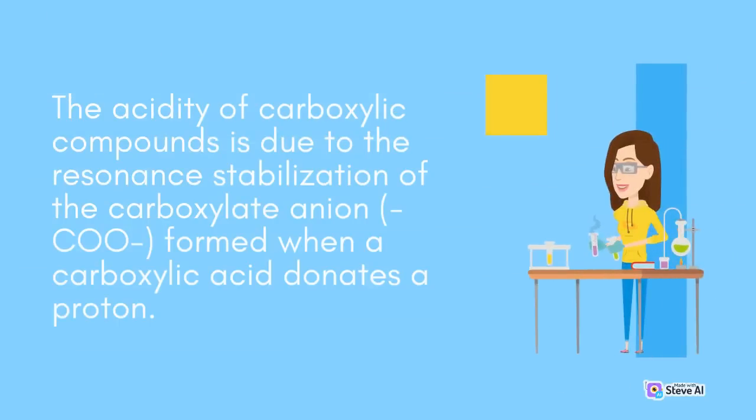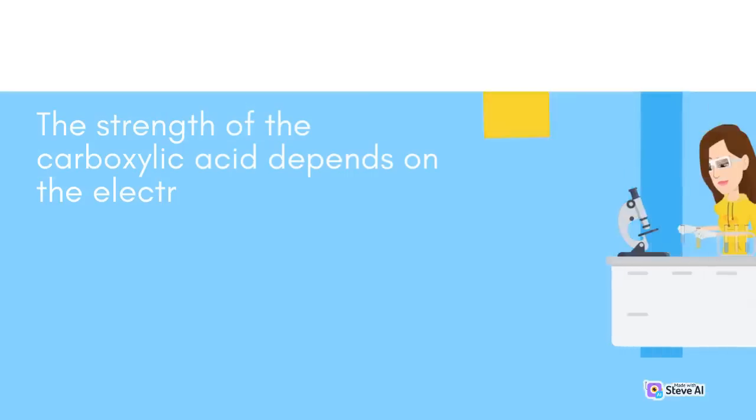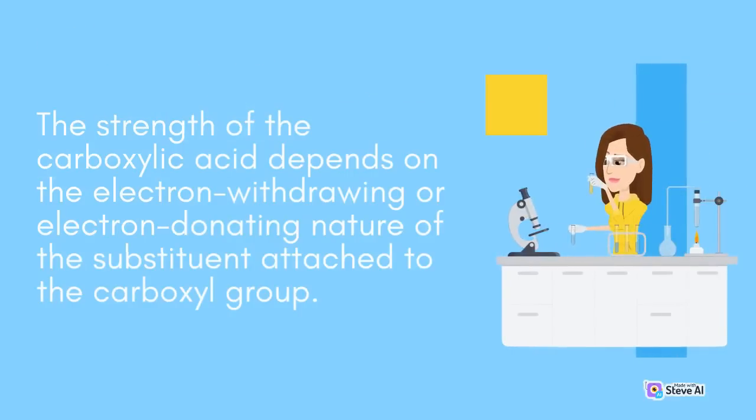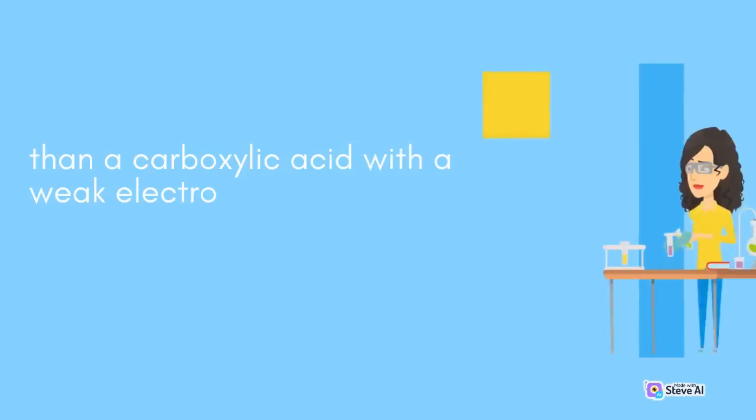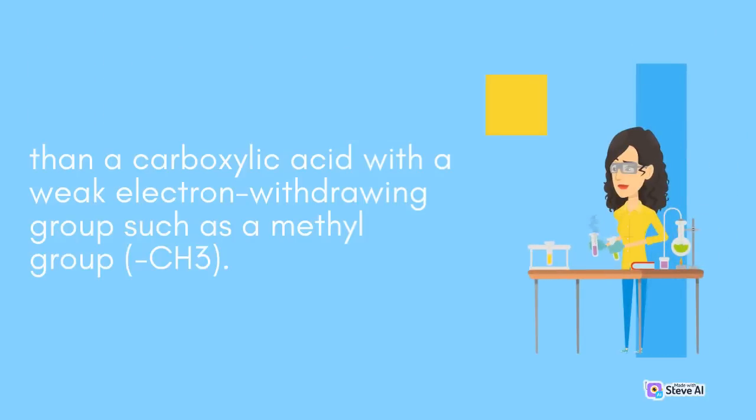The acidity of carboxylic compounds is due to the resonance stabilization of the carboxylate anion, COO-, formed when a carboxylic acid donates a proton. The strength of the carboxylic acid depends on the electron withdrawing or electron donating nature of the substituent attached to the carboxyl group. For example, a carboxylic acid with a strong electron withdrawing group such as a nitro group, NO2, is more acidic than a carboxylic acid with a weak electron withdrawing group such as a methyl group, CH3.